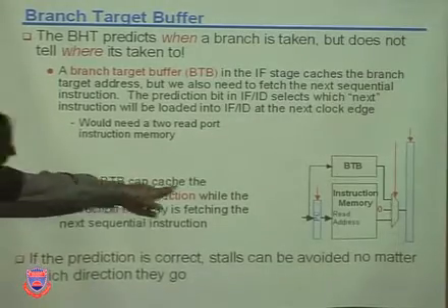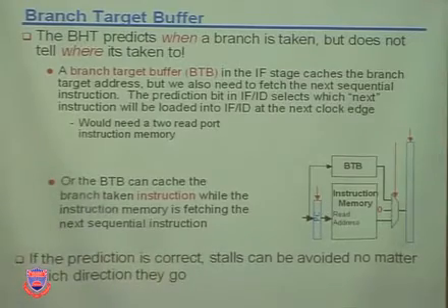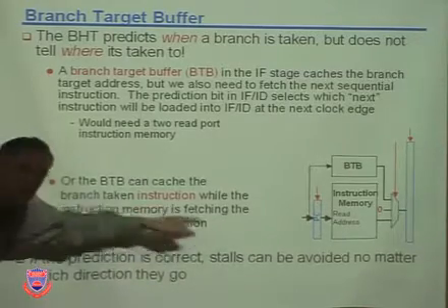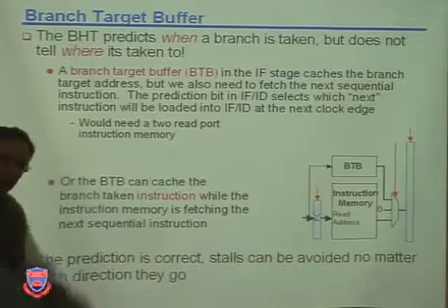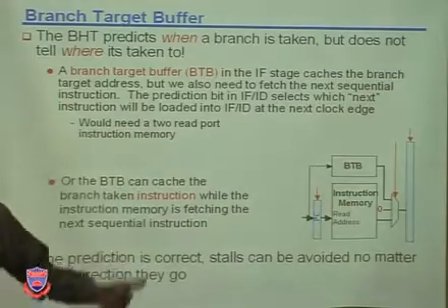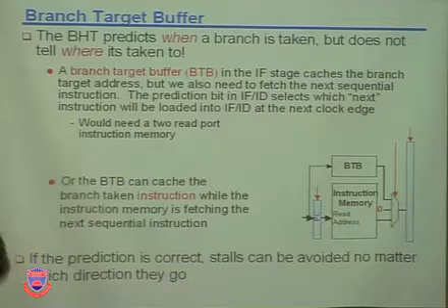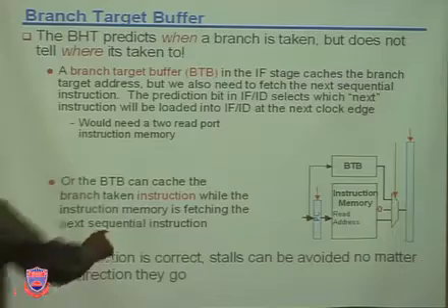The branch target buffer can cache the branch taken instruction while the instruction memory is fetching the next sequential instruction. If the prediction is correct, stalls can be avoided no matter which direction they go. With static predict always taken, you can't avoid stalls sometimes. With static predict don't take, you can't avoid stalls sometimes. But read that last sentence. That is the gold mine that's available here for dynamic prediction. If the prediction is correct, stalls can be totally avoided no matter which direction, take it or don't take it, we're going. Totally avoiding stalls. But there's an if. If the prediction is correct.